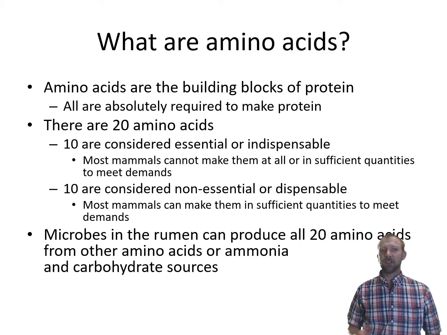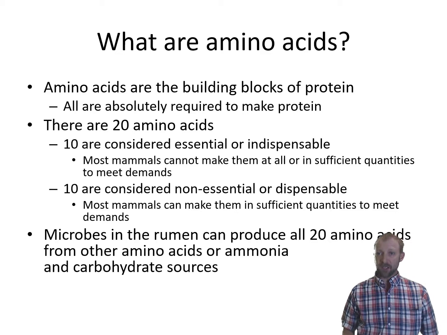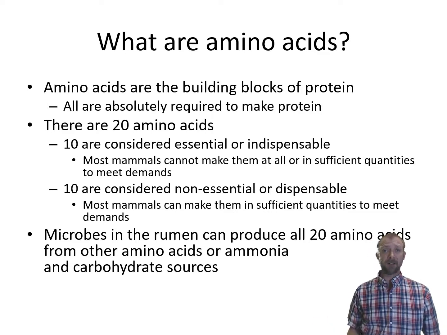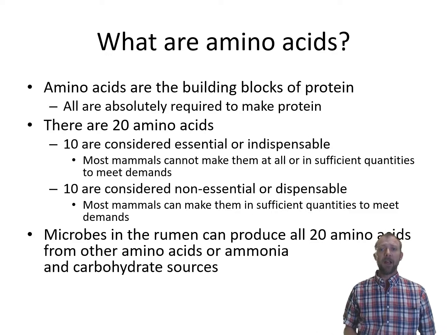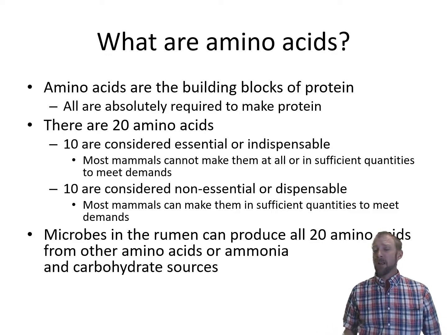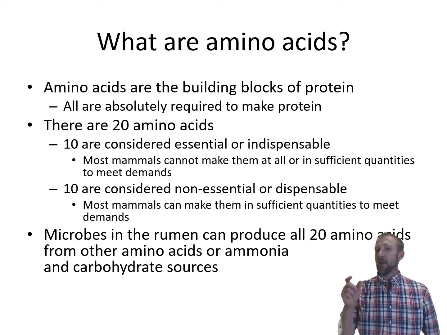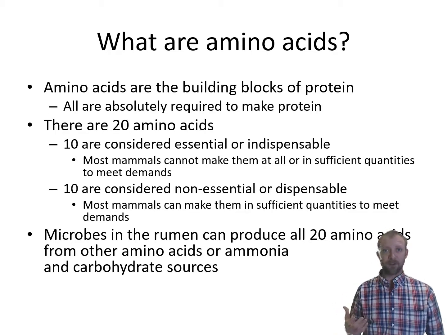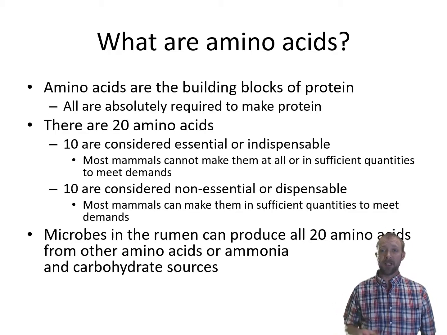So again, there are 20. 10 of those amino acids are considered essential or indispensable, and that just basically means that most mammals cannot make them at all or cannot make them in sufficient quantities to meet the demands of growth or whatever is going on. And then there are 10 amino acids that are considered non-essential or dispensable. These ones we have to be careful. That doesn't mean they're not required for making proteins. It's just that if we don't have enough of them in our diet, we can make them ourselves. Okay, so that's very important to understand.